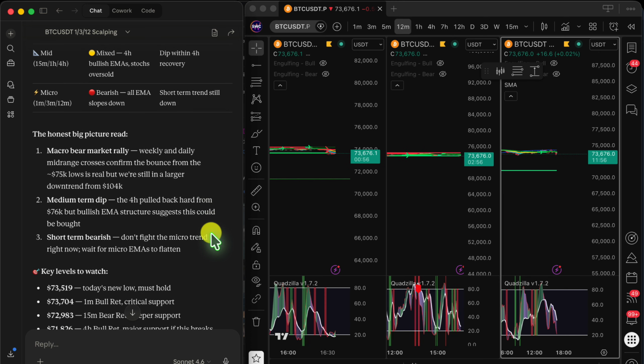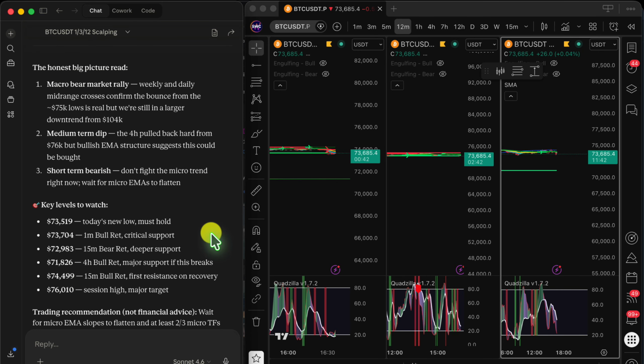Okay, the honest big picture read. Macro: bear market rally. Weekly and daily mid-range crosses confirm the bounce from the 75k lows is real, but we're still in a larger downtrend from 104k. Okay, I think we knew that anyway, didn't we? Medium term dip: the 4 hour pulled back hard from 70k, 76k, but bullish EMA structure suggests this could be bought. Okay.